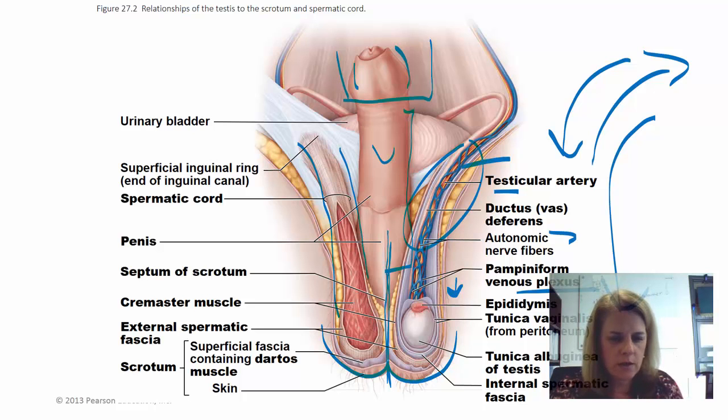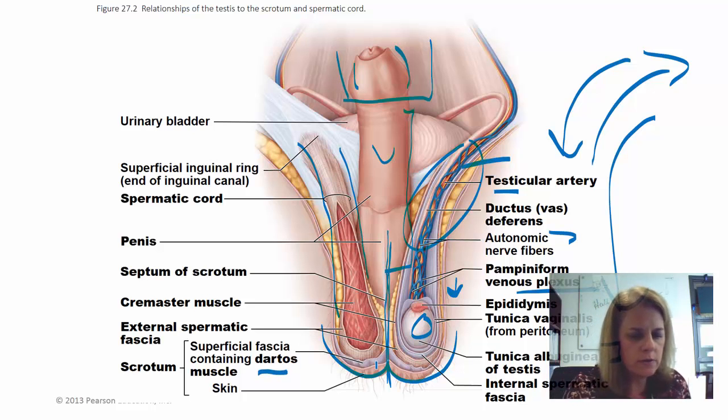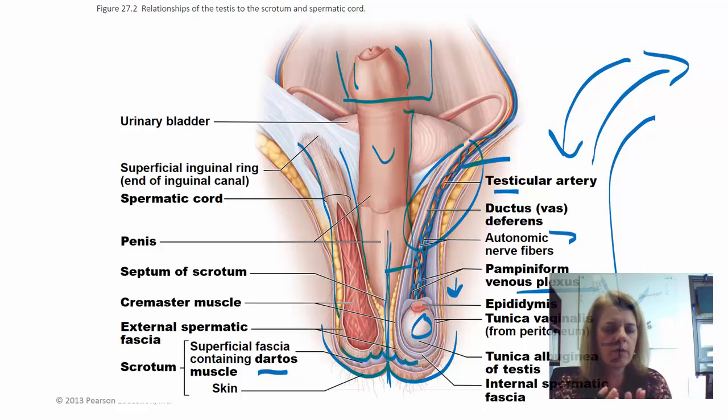Let's see, what else do I need to cover on this one? Oh, again, we have that white covering, that tunic. That's the tunica albuginea. And I said I would mention the muscles. You have a dartos muscle, which is this little white tissue here, and it surrounds part of the scrotum. When it contracts, it makes the scrotum really wrinkly, but that allows it to be insulated. So if you need to warm up the testis, the dartos muscle will contract and bring the testis closer to the body and help warm it up.